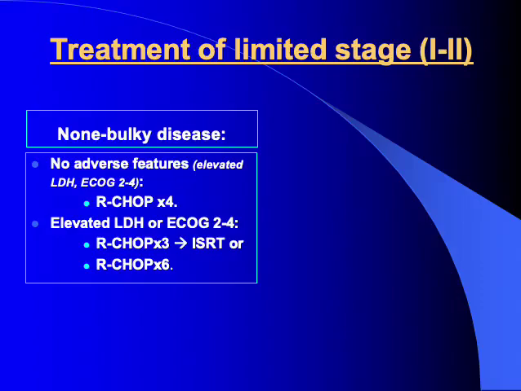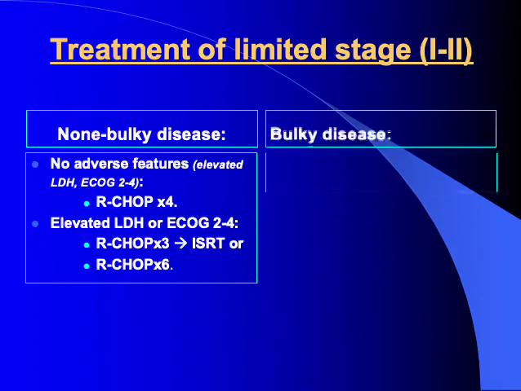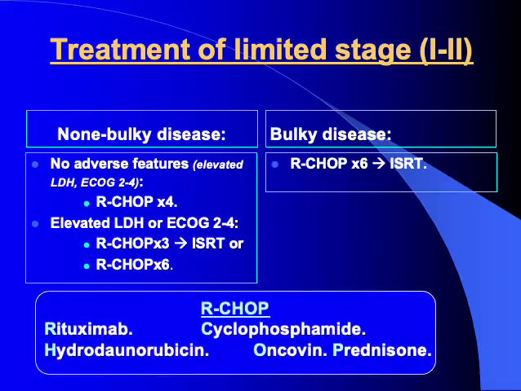If elevated LDH or poor performance status, we treat either for 6 cycles or 3 cycles followed by involved field radiation therapy or involved site radiation therapy. On the other hand, for bulky disease, we treat with a total of 6 cycles followed by involved site radiation therapy. This is the R-CHOP. R stands for rituximab, C cyclophosphamide, H for hydroxydaunorubicin, O Oncovin, P prednisone.